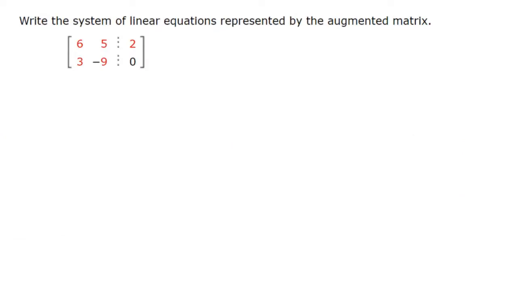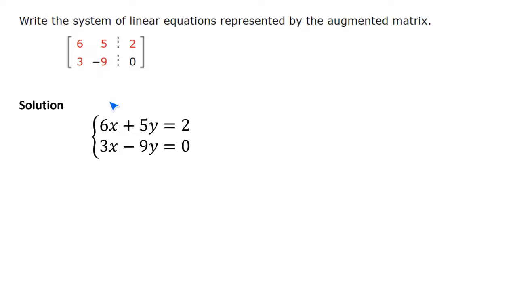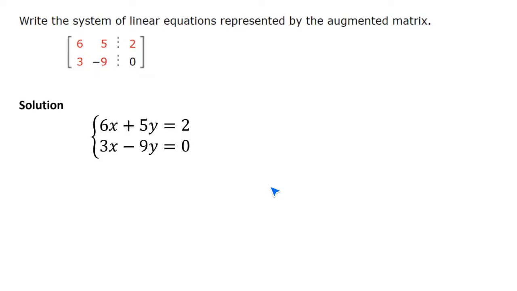Okay. So what if they give me the matrix and they want to know what the system is? We would do it the same way. We know that these numbers came from the coefficients of the variables. So here 6 is going to be for your x, 5 is going to be for your y, and then we have 3x, -9y, and then we have 0. You might be wondering, is it always x and y? If they don't specify the variables, yes, you can use x and y. But if they say to use a different variable like z and p, then you would use those variables.